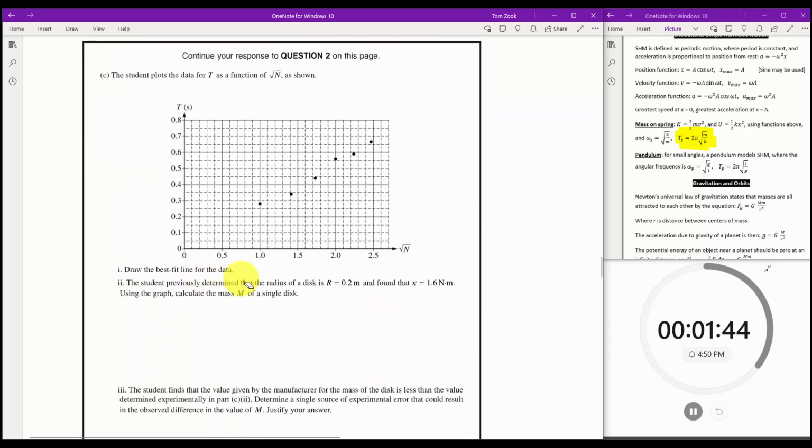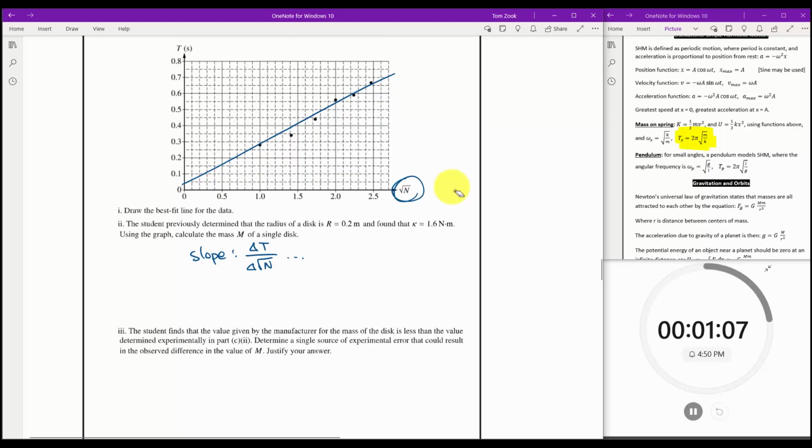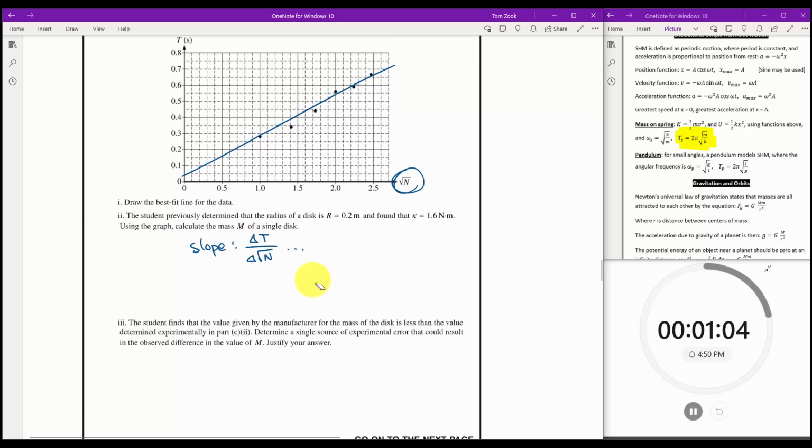They plot it, and my favorite part of the whole FRQ here, draw a best fit line. Give me a point. +1, please. Or you do better than that. The students previously determined that the radius is 0.2 and kappa is that using the graph. Or anytime they give you a function and then they give you a linearized graph, in this case it is linearized, it's not just n, it's square root of n, they want you to find the slope. So we're not going to calculate that, but you can say that the slope is the delta t over the delta square root of n, and that can be calculated later. Stating you're going to find the slope, that's worth some credit right there.